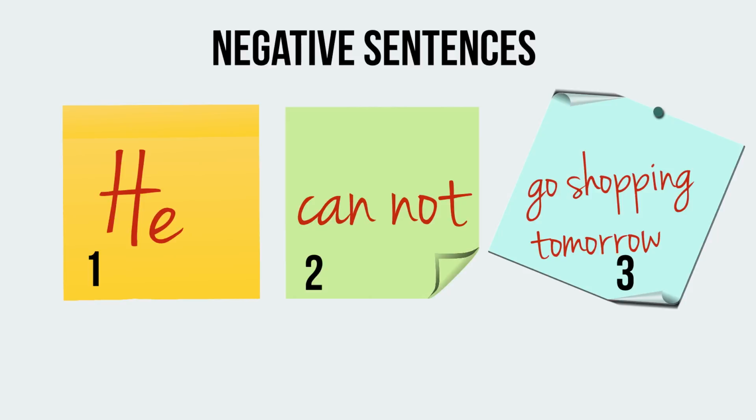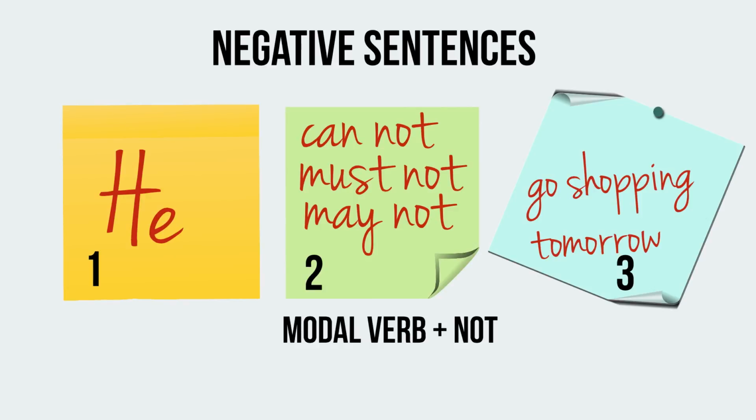How to make negative sentences with modal verbs. Repeat after me. He cannot go shopping tomorrow. As you see, to make a negative sentence, you just need to put the word not after a modal verb. Repeat after me. He cannot go shopping tomorrow. He must not go shopping tomorrow. He may not go shopping tomorrow.